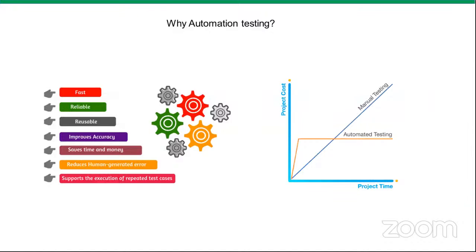But the cost of manual testing will always increase. So from a project perspective, automation will always bring cost savings. So definitely automation is a cost saving factor. So these are some of the main reasons why someone should recommend automation testing in any project.